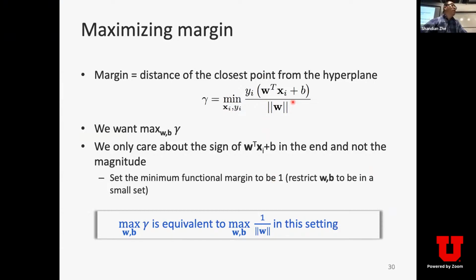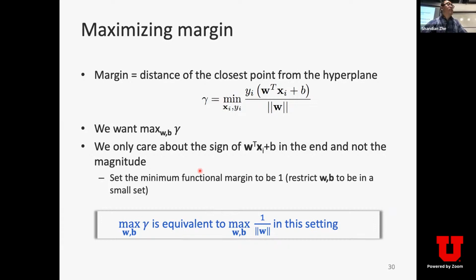This is just the formula. You have a hyperplane defined by W transpose x plus b equals 0. If you want to compute the distance between any point and the hyperplane, this is the formula. Later we'll talk about how B cannot be ignored. We'll come to that point in a minute.